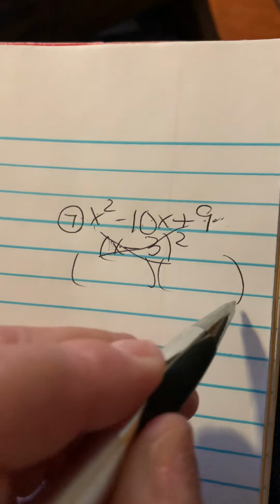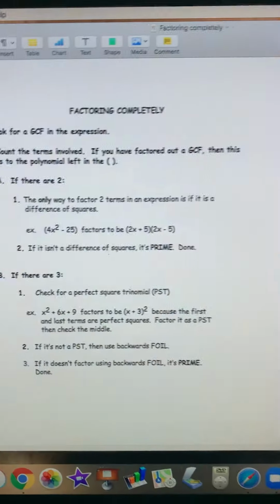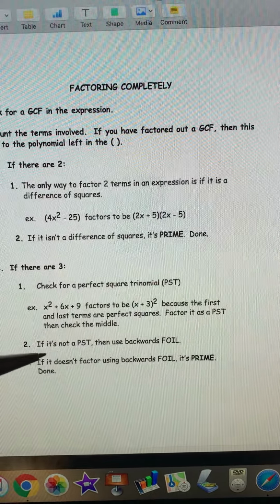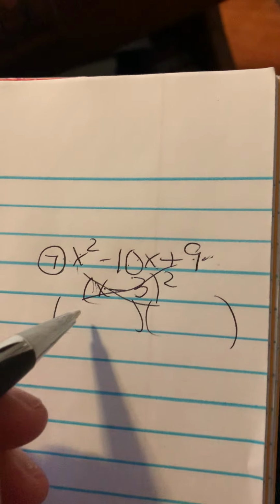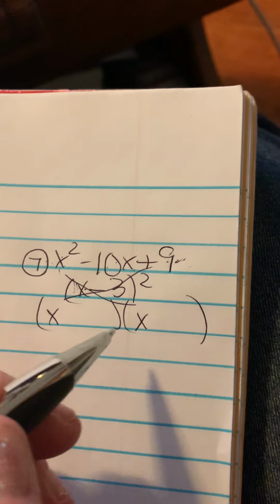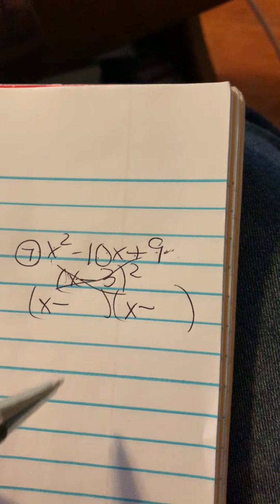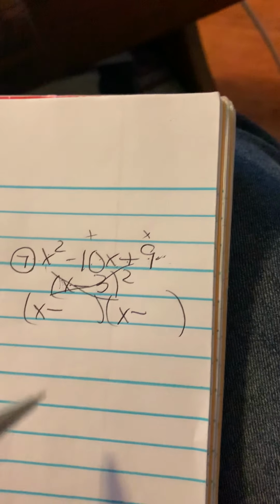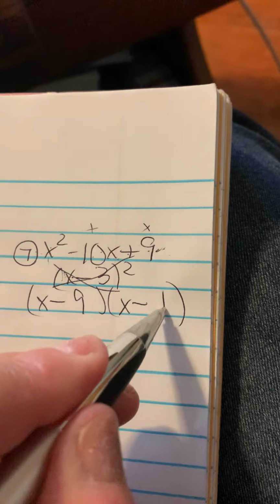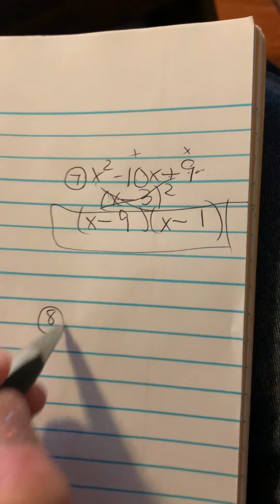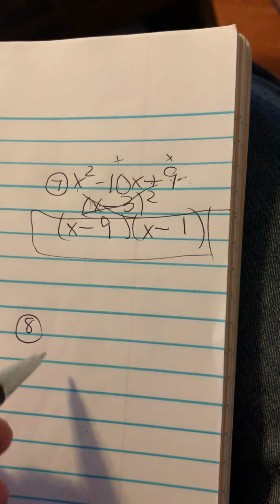Instead, that handout says, if it's not a PST, then use backwards FOIL. So I'm going to split up the x's. The signs are the same. They're both negative. What multiplies to be 9 and adds to be 10? How about 9 and 1?